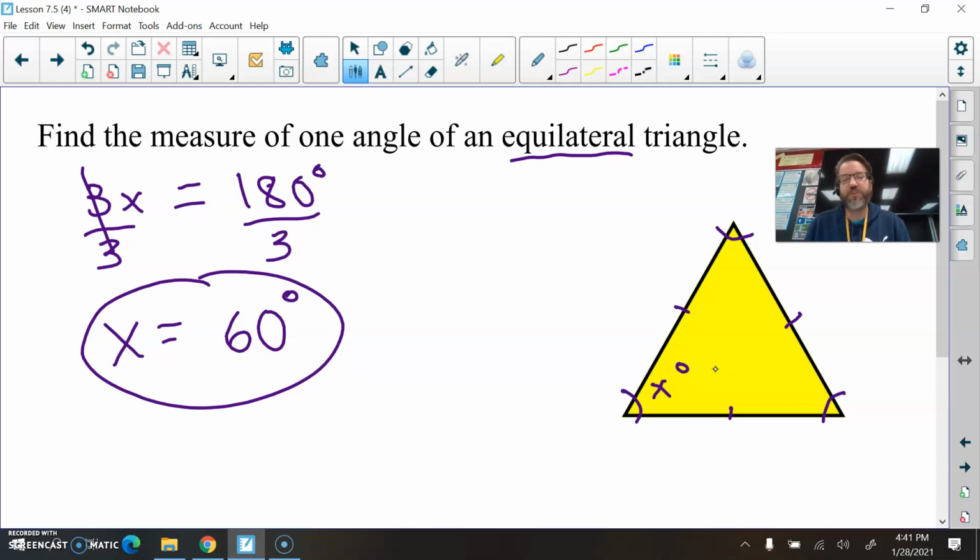Okay, that's it for today. I hope you found that easier. You just have to know how to classify triangles by the lengths of the sides, scalene, isosceles, equilateral, and by the angle measurements, acute, obtuse, and right. And you need to be able to find a missing angle measurement if you're given the other two angle measurements.